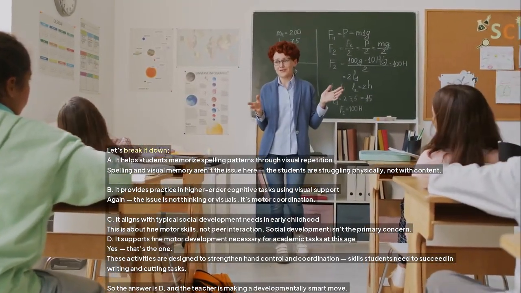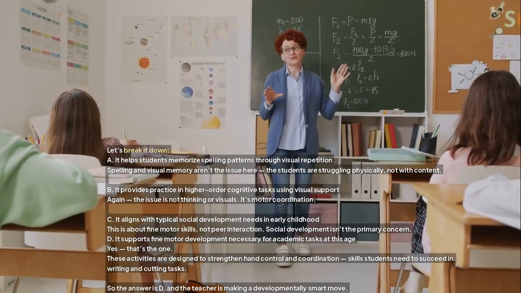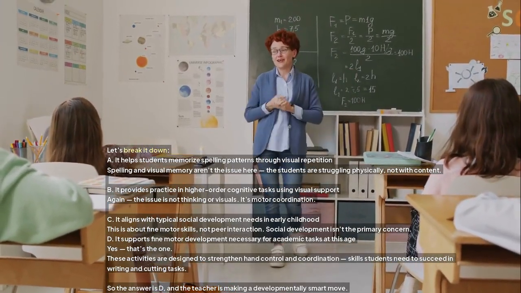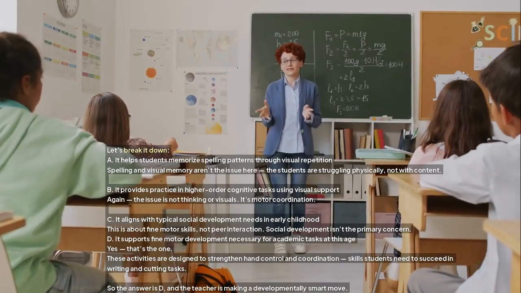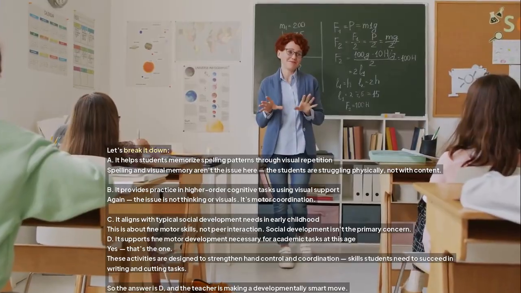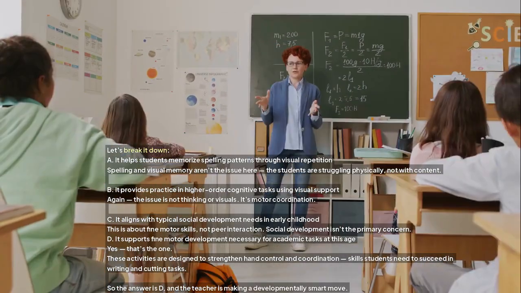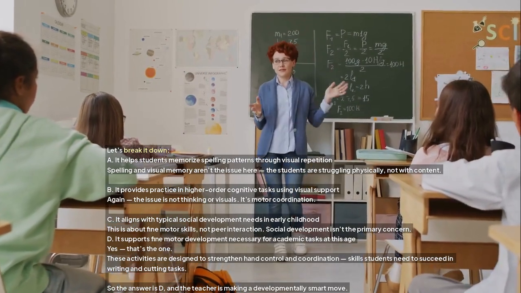B. It provides practice in higher-order cognitive tasks using visual support. Again, the issue is not thinking or visuals. It's motor coordination. C. It aligns with typical social development needs in early childhood. This is about fine motor skills, not peer interaction. Social development isn't the primary concern.